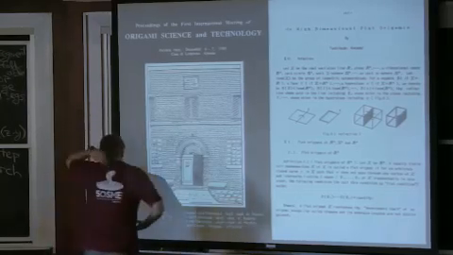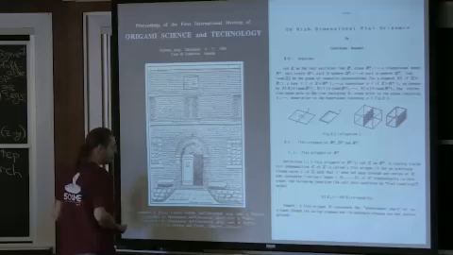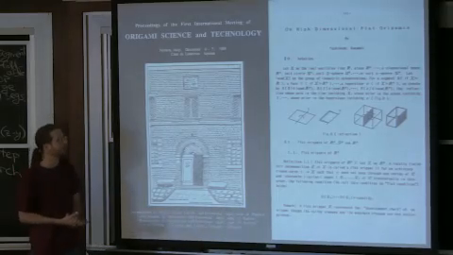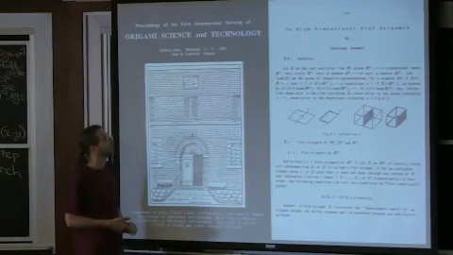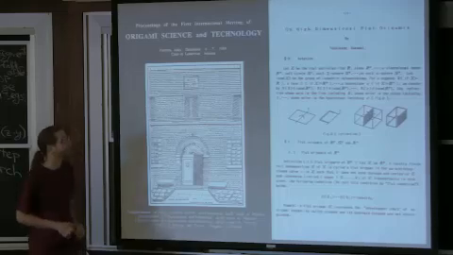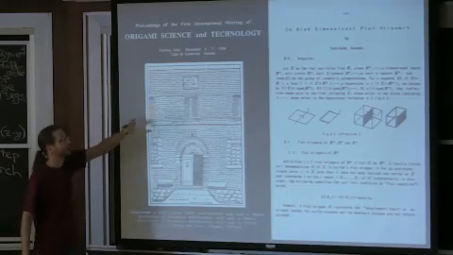And this T-shirt is from the latest one, which was in Singapore 2 years ago, I think, 2010. Next one is in a year or 2 in Japan. So this was the very first one. This is before my time.